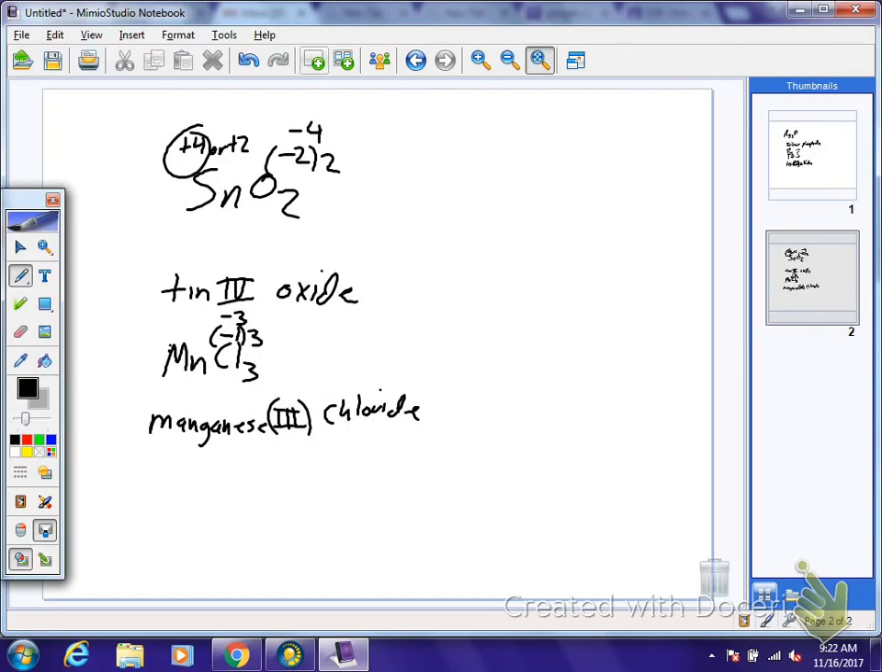All right, so you have to write the 3 so that if you have to rewrite it out, then you know what charge it's going to be. That's the reason you have to write it out.